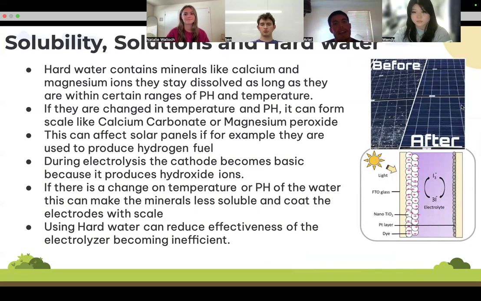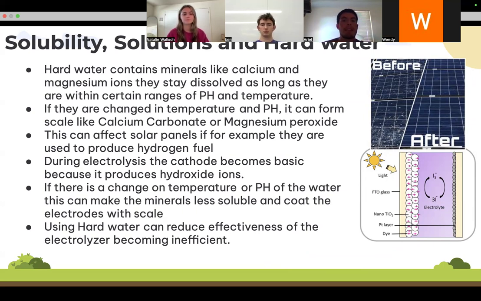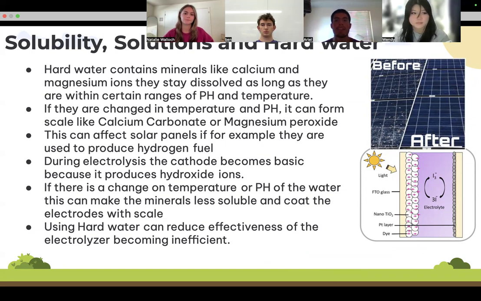Now, on the other hand, if we remember from class, hard water is water that contains minerals like calcium and magnesium ions. They stay dissolved as long as they're within certain ranges of pH and temperature. If they're changing in temperature, it can form a scale, like we can see in the picture and the before and after. Those little white spots are either calcium carbonate or magnesium peroxide. And this can affect the solar panels.